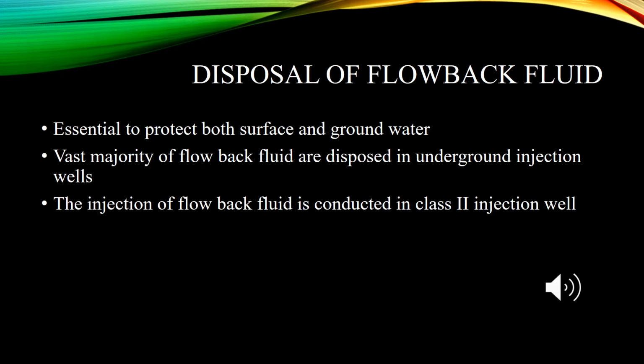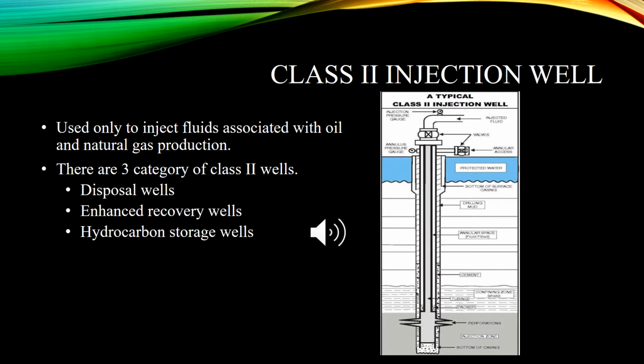The injection of flowback fluid is normally conducted in a Class 2 injection well. Class 2 wells are used to inject fluids associated with oil and natural gas production. Class 2 fluids are primarily brine or salt water that are brought to the surface while producing oil and gas. It is estimated that over 2 billion gallons of brine are injected in the United States every day. Most oil and gas injection wells are in Texas, California, Oklahoma, and Kansas.